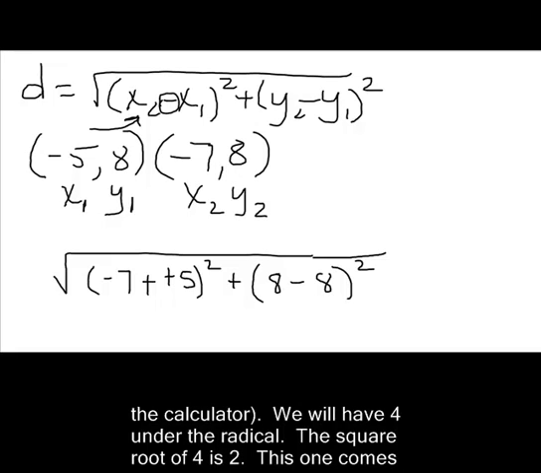Negative 7 plus 5 is negative 2. Negative 2 squared will end up being 4. 8 minus 8 is 0, and 0 squared is 0. So we have 4 plus 0, which is 4. All that is underneath the square root, and the square root of 4 is 2.